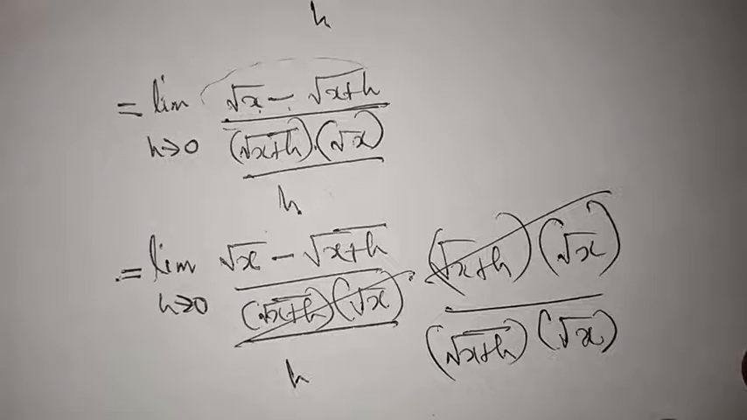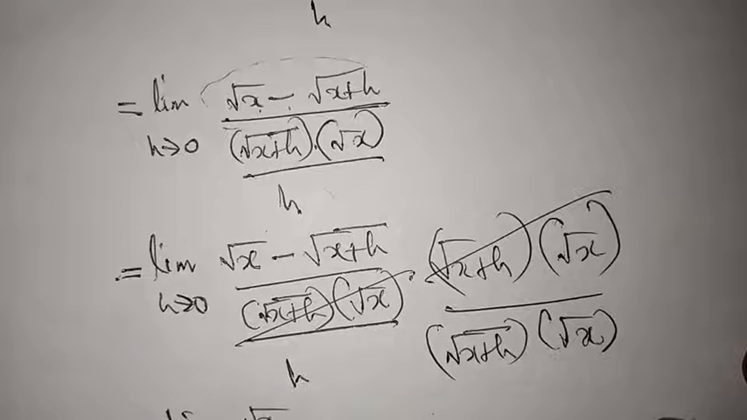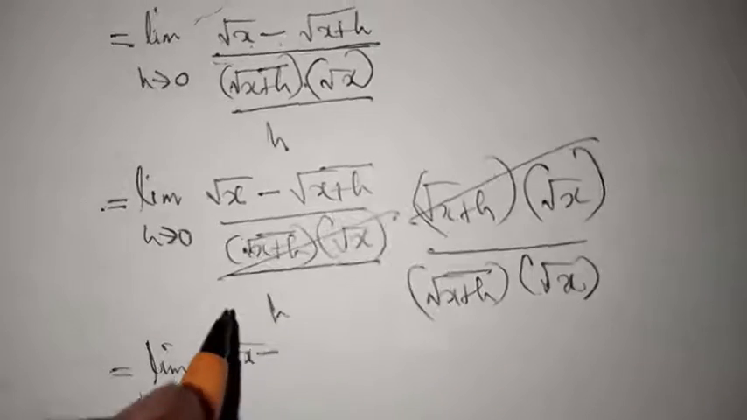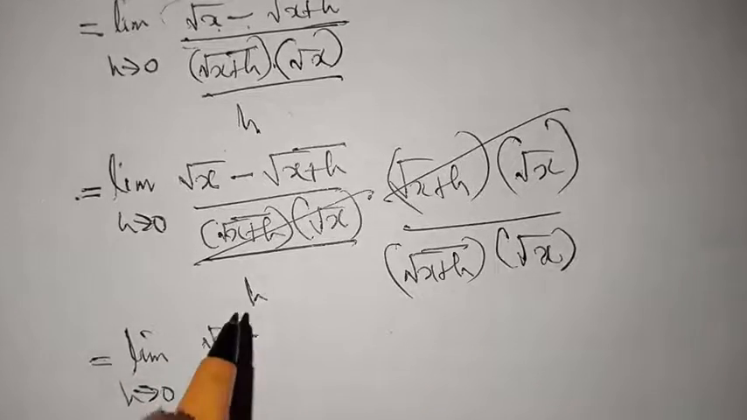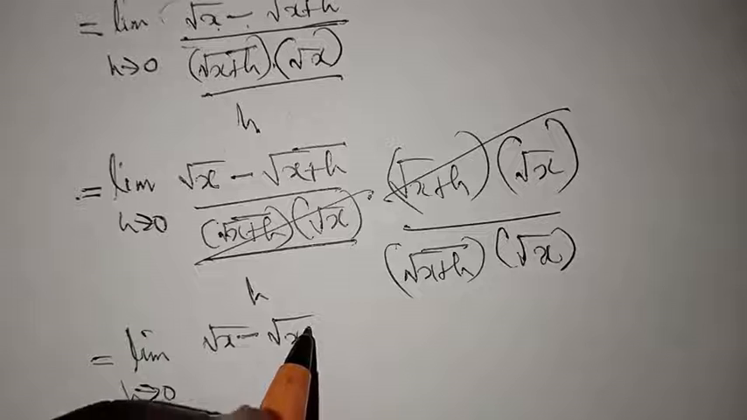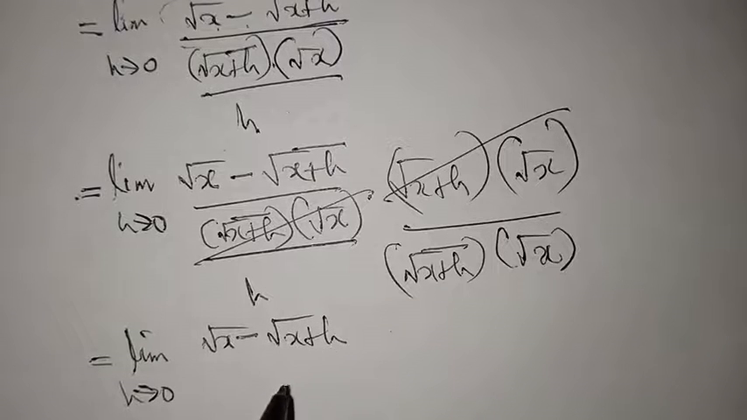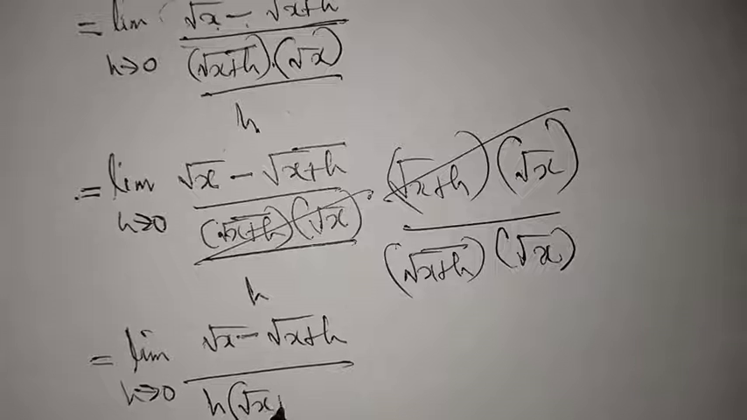So we are going to have the limit as h is approaching 0 of square root of x minus square root of x plus h, which will now divide with h, multiplying with square root of x plus h multiplied by the square root of x.